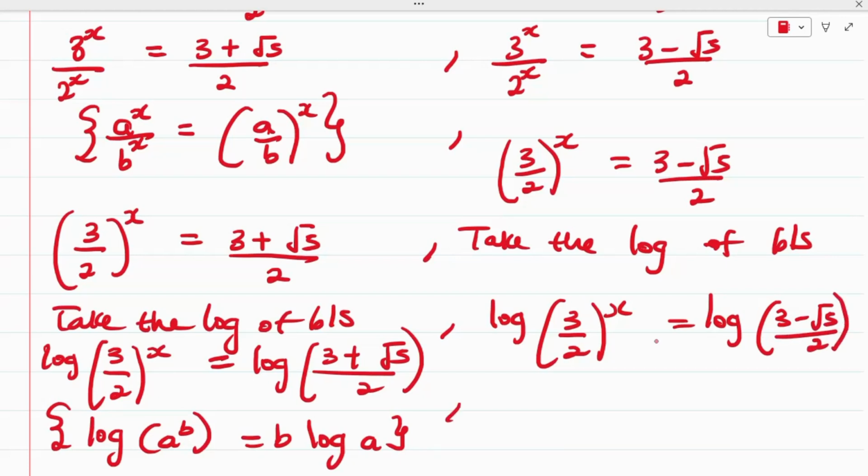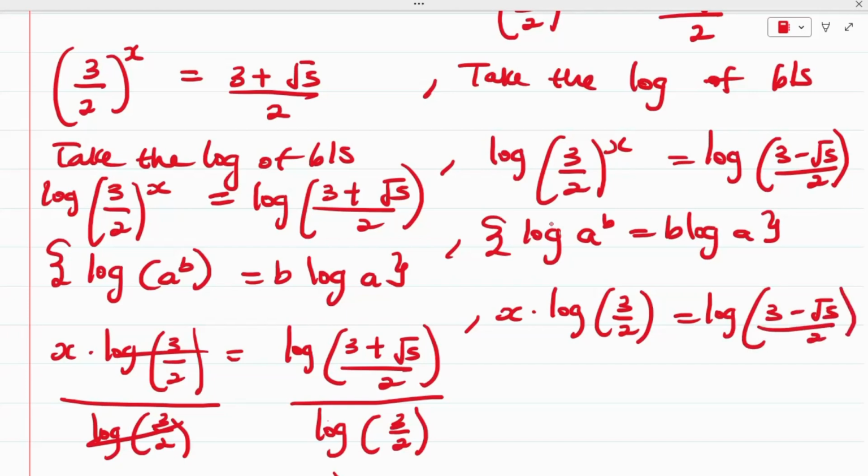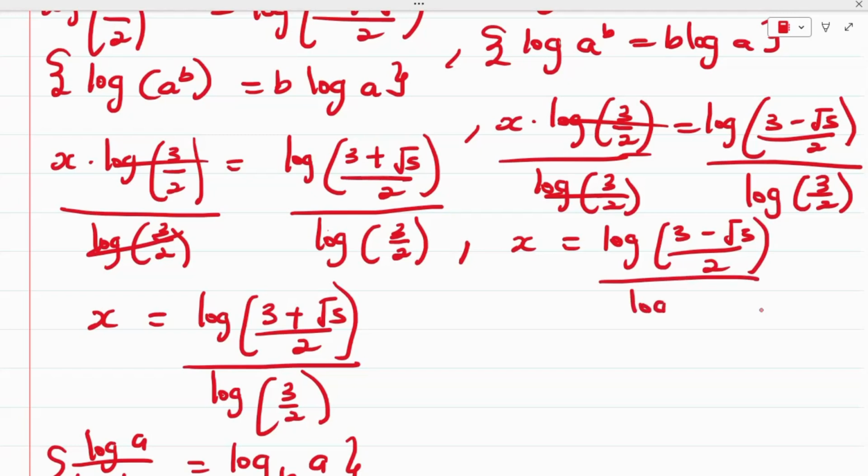So if we apply this property that says log a raised to the power of b is equal to b log a, so applying this property, we have x multiplied by log 3 over 2 is equal to log 3 minus the root of 5 divided by 2 right here. So divide both sides by log 3 over 2 right here to isolate x. So if we do this right here, we have this cancel out this. So we have that x is equal to log 3 minus the root of 5 over 2 divided by log 3 over 2.